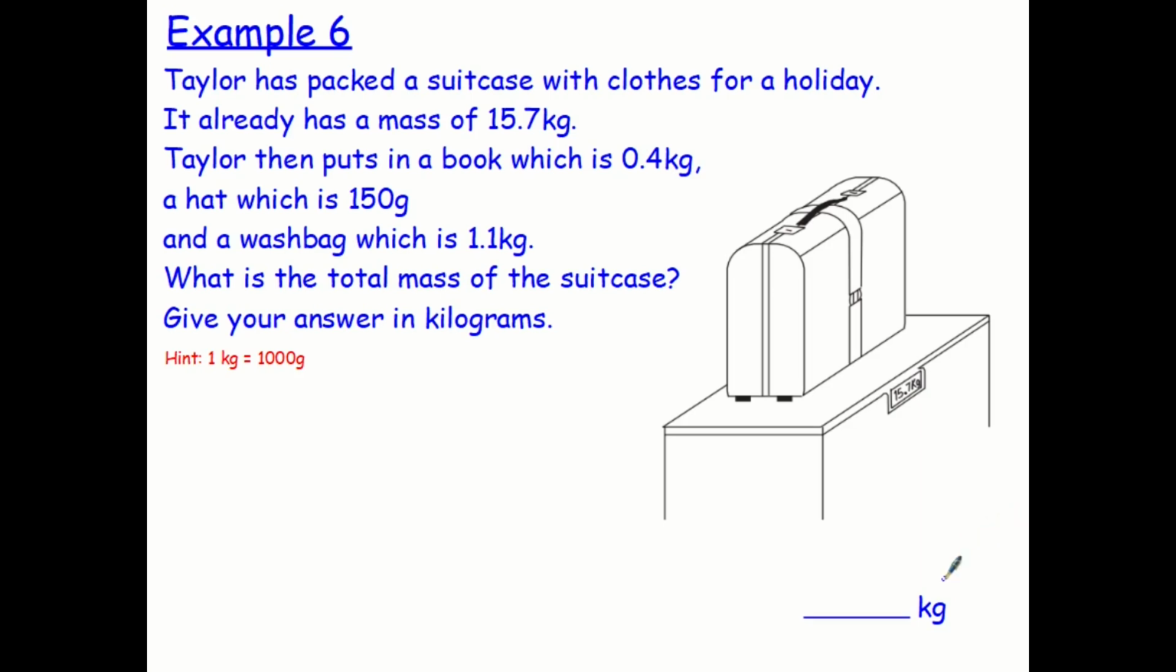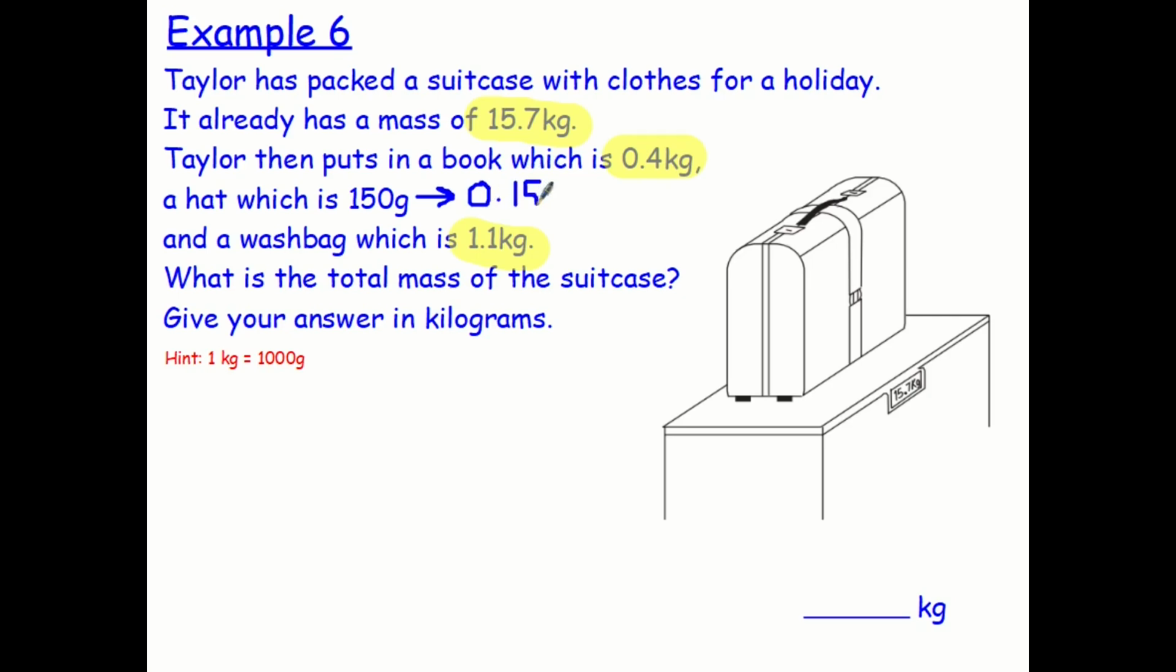And again, you can see that that is given away there on the answer line. So we're okay with this one. This is in kilograms, this is in kilograms, and this is in kilograms. But we need to change this one into kilograms. So how do we do that? Well, here is a little hint. It says 1 kilogram is 1,000 grams. So therefore I need to divide this by 1,000 in order to give it the number of kilograms. So if I divide that by 1,000, I get 0.150.